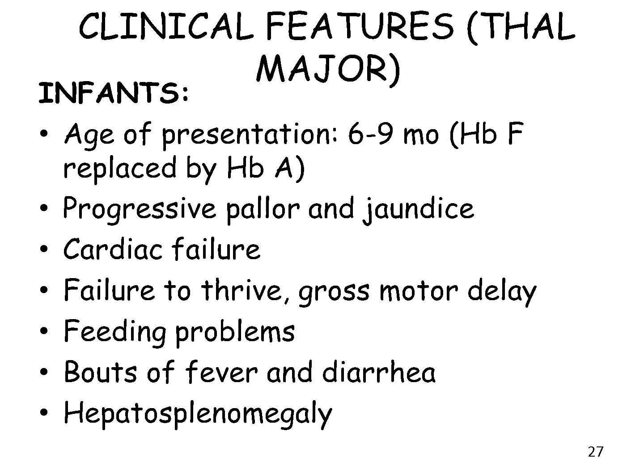Clinical features of thalassemia major in infants. The age of presentation will be 6 to 9 months when HbF is replaced by HbA. There will be progressive pallor and jaundice, cardiac failure, failure to thrive, gross motor delay, feeding problems, bouts of fever and diarrhea, and there will be hepatosplenomegaly.